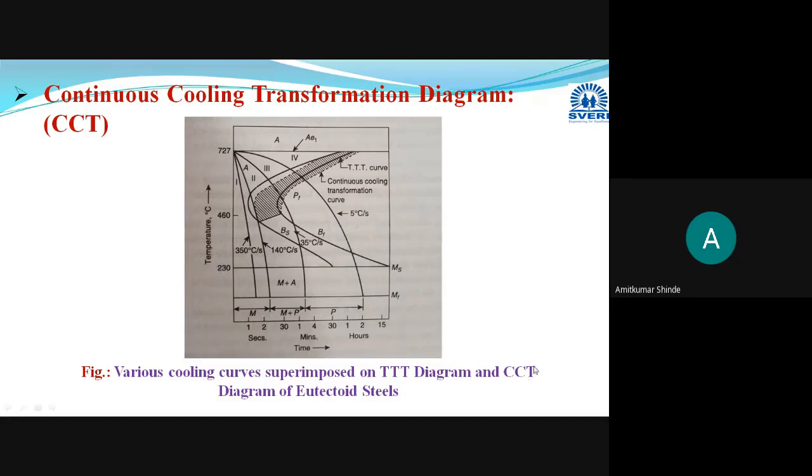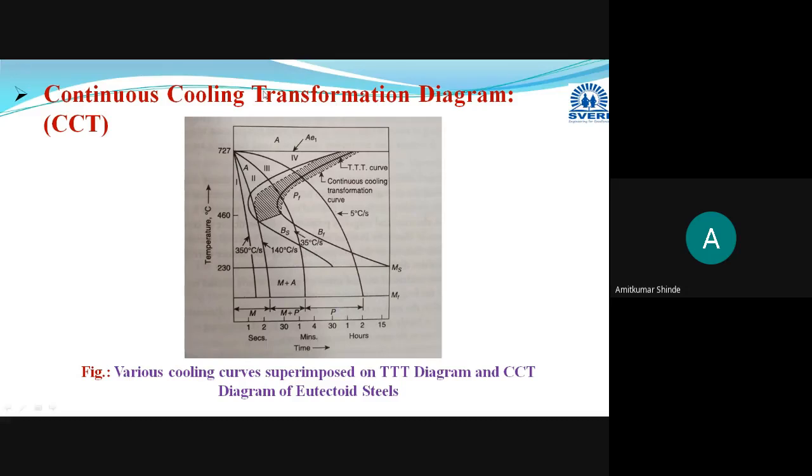In the CCT diagram, we are not able to get the Bainite phase. Bainite is not obtained here. Whenever steel enters the Bainite transformation region, the Pearlite transformation process will start.